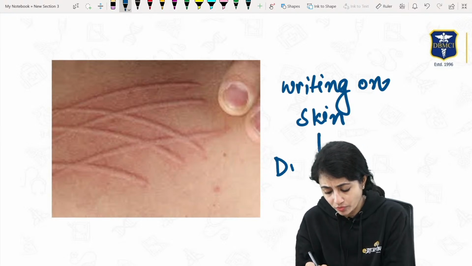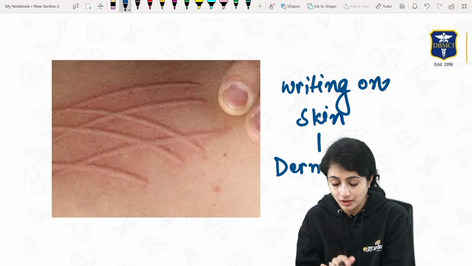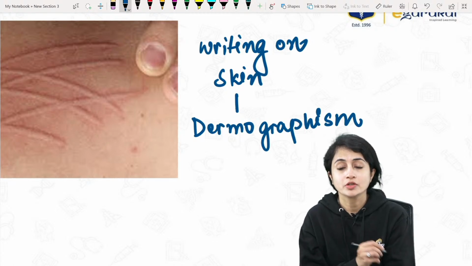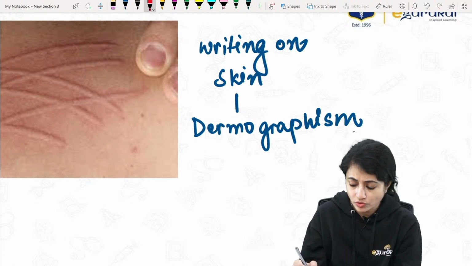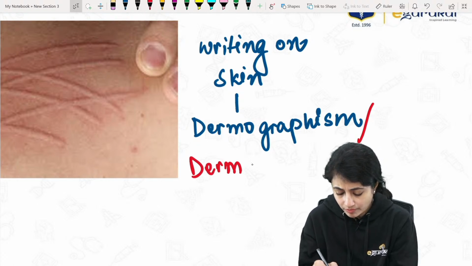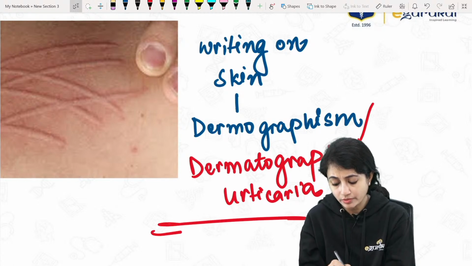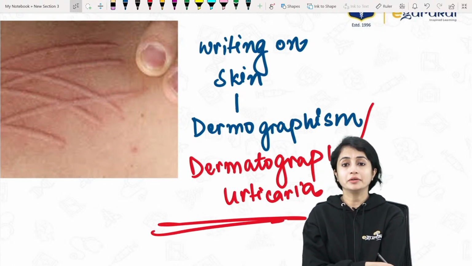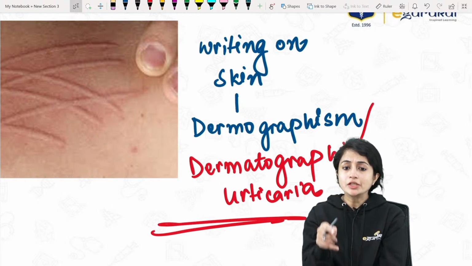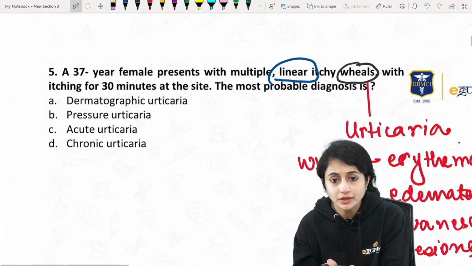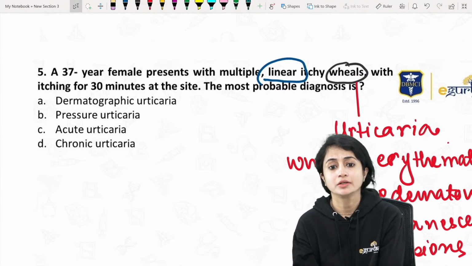which can also be called as dermo, which is skin, and graphism, writing on skin. So this is dermographism, also referred to as dermatographic urticaria. Dermographism or dermatographic urticaria. So an urticaria where you can write on the skin, where you have these linear lesions on the skin, is called as dermographism, dermographic urticaria or dermatographic urticaria.